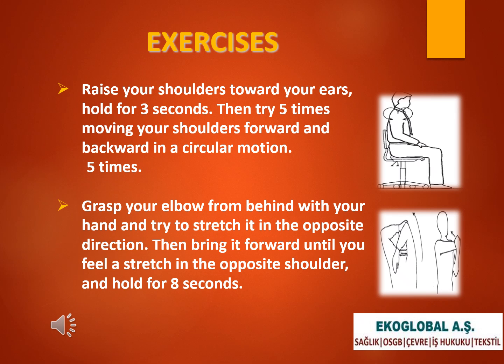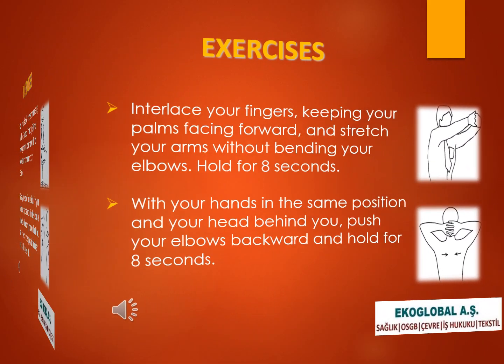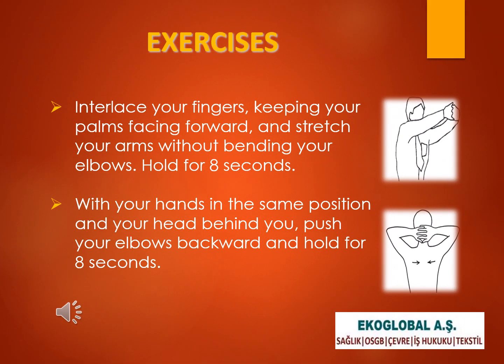5 times. Grasp your elbow from behind with your hand and try to stretch it in the opposite direction. Then bring it forward until you feel a stretch in the opposite shoulder and hold for 8 seconds. Interlace your fingers, keeping your palms facing forward, and stretch your arms without bending your elbows. Hold for 8 seconds. With your hands in the same position and your head behind you, push your elbows backward and hold for 8 seconds.